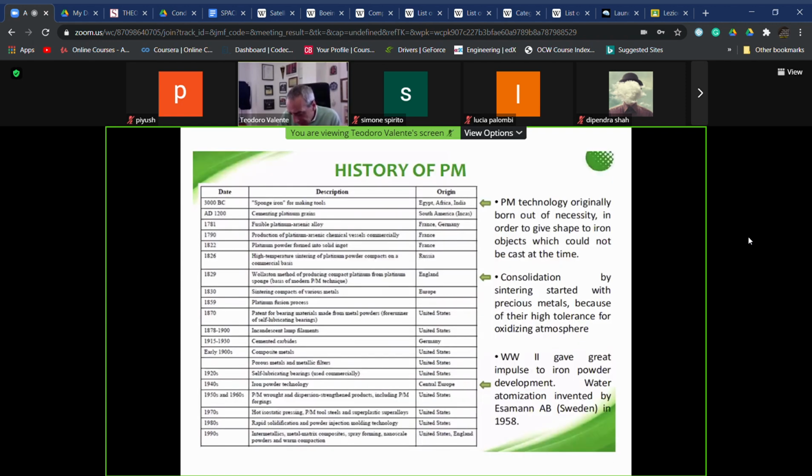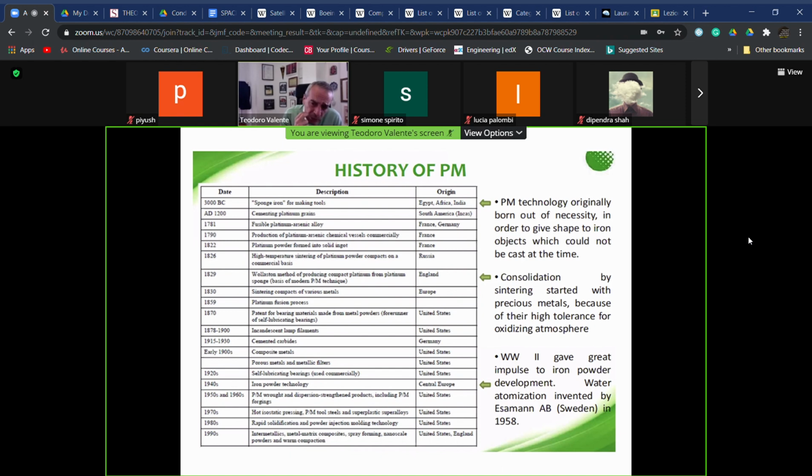Powder metallurgy had a great impulse, great development. This is a very brief history: after the Second World War, and essentially to develop modified iron powders.